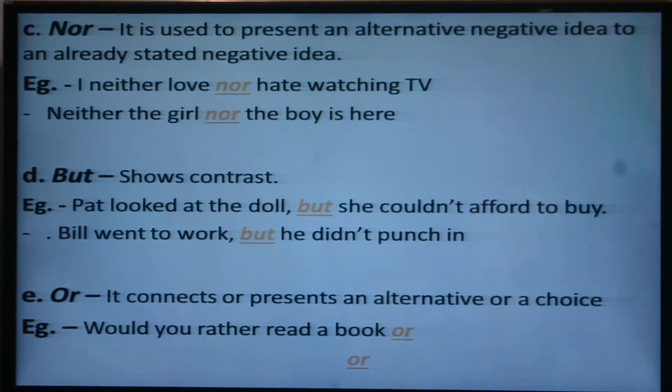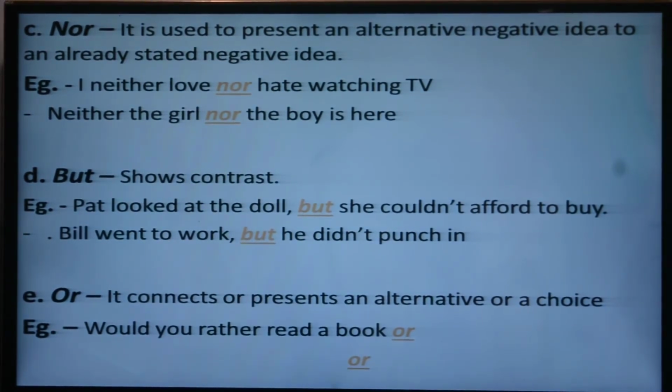The second example: Bill went to work, but he didn't punch in.